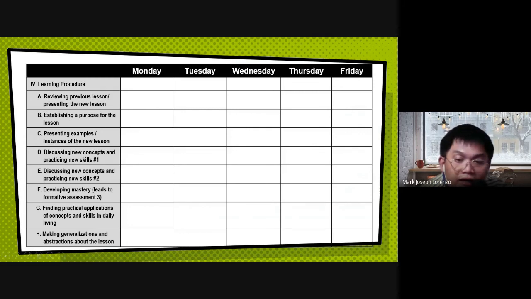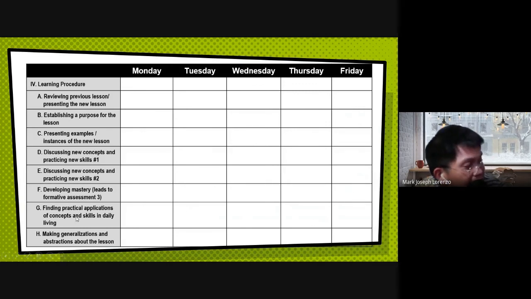Ito namang sa G, no? Ito bandang huli na, no? Finding practical application of concepts and skills in daily living. We bridge lessons to daily living. Ina-apply na natin sa real context, sa lipunan. After learning those sa state ng cognitive and affective, i-apply na sa lipunan, psychomotor na, no?